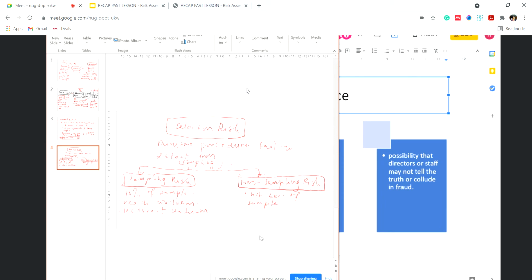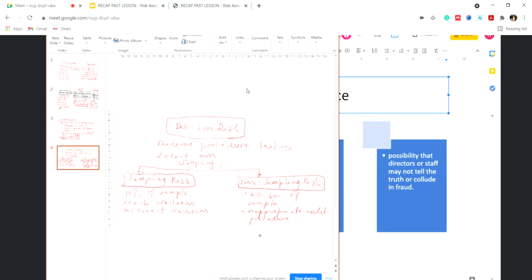Because of the inappropriate audit procedures from the sample. The sample is already correct, but you choose the wrong audit procedures, which makes your procedures not correct. So that is non-sampling risk.